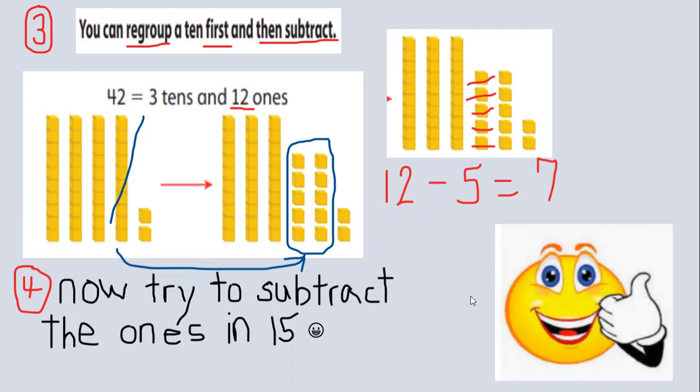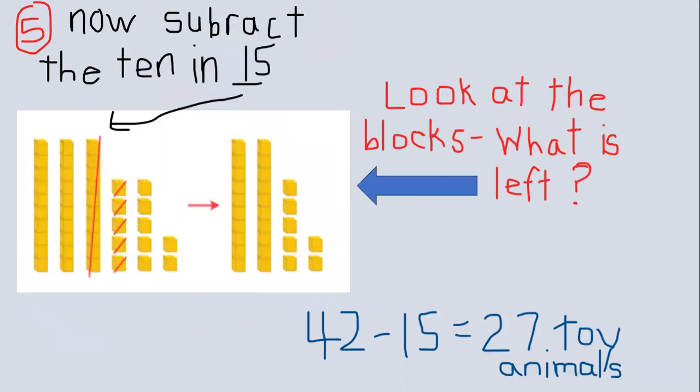All right, so what are we going to do next? We've subtracted our ones. Now let's subtract the 10 in the number 15. And I'm going to do that by just marking a line through it again. So I've subtracted, here's the 10, here's the 5 ones that I subtracted. And now what do I have left? Look at the blocks. What is left? 10, 20, 21, 22, 23, 24, 25, 26, 27.